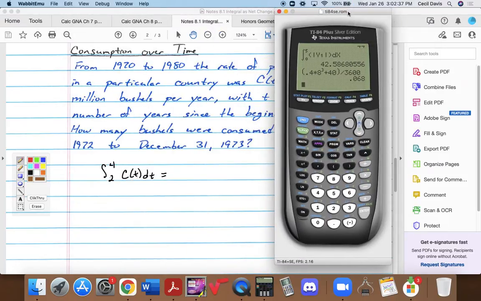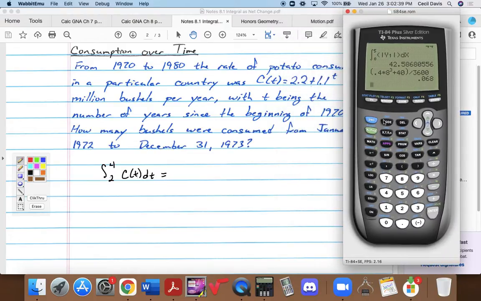So let's see. We'll do the integral from 2 to 4 of 2.2 plus 1.1 raised to the x dx. 7 million bushels.